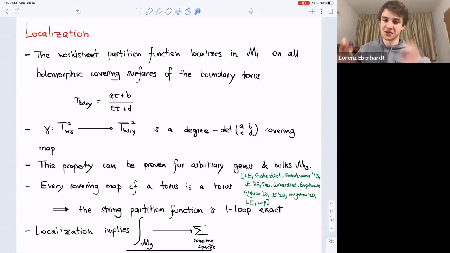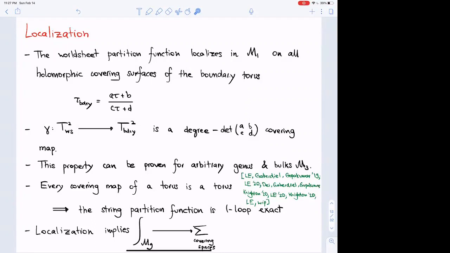Okay. That's fine for me. Abhijit, I just wanted to clarify. I think this localization is slightly different from the one-loop exactness that Lorenz was talking about earlier. The one-loop exactness is probably independent of supersymmetry, and you see it even in ordinary 3D gravity and so on. So I think these are two slightly different things. Was that your question?